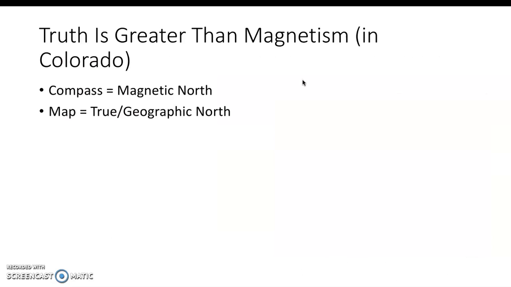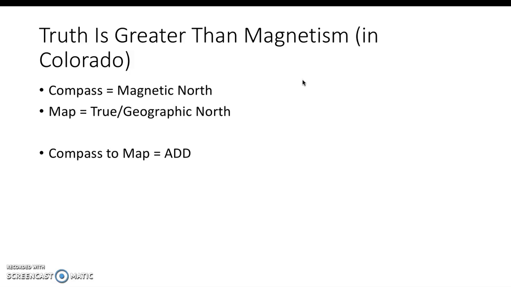So the way I remember it is I say truth is greater than magnetism in Colorado, knowing that my compass is my magnetic north and my map is my true north. So my true north is always greater than my magnetic north. That helps me figure out when I need to subtract and when I need to add with regards to declination.